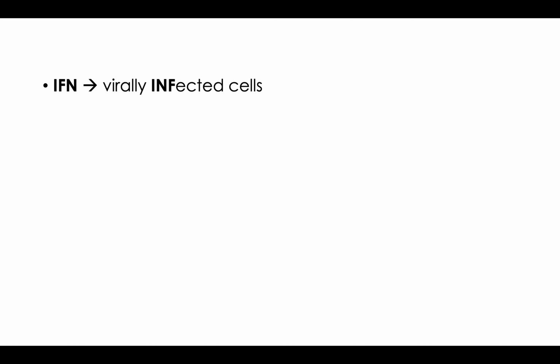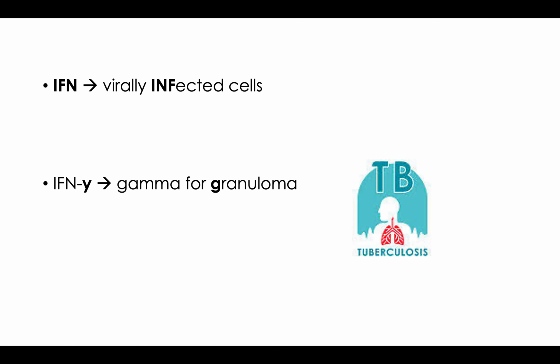The last 2 that we have are IFNs, so that's interferons, and I always just think of it as interfected cells, so infected cells. So any cell that's going to be virally infected. So IFN alpha, and then specifically if you have interferon gamma, the gamma is for granuloma. And this comes in really handy. If you can remember the gamma is for granuloma, then you can help remember IFN gamma is really important in tuberculosis infections.